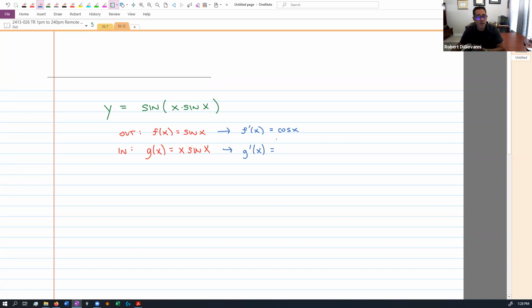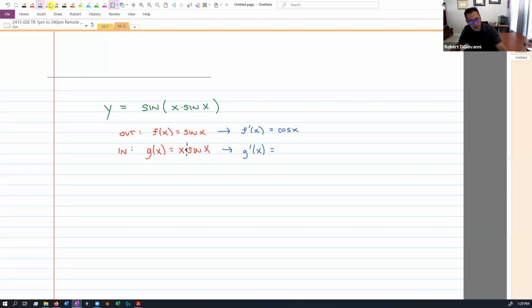Now, the derivative of g. Isn't that also cosine x? Sine x plus x cosine x. Product rule. Oh, right, product rule. See it? I tried to sneak it in there on you. So we now have to recognize that the g function is just its own thing, so we need its derivative. And if its derivative turns out to be a product rule, then it turns out to be a product rule. So I'm going to run the product rule on this.